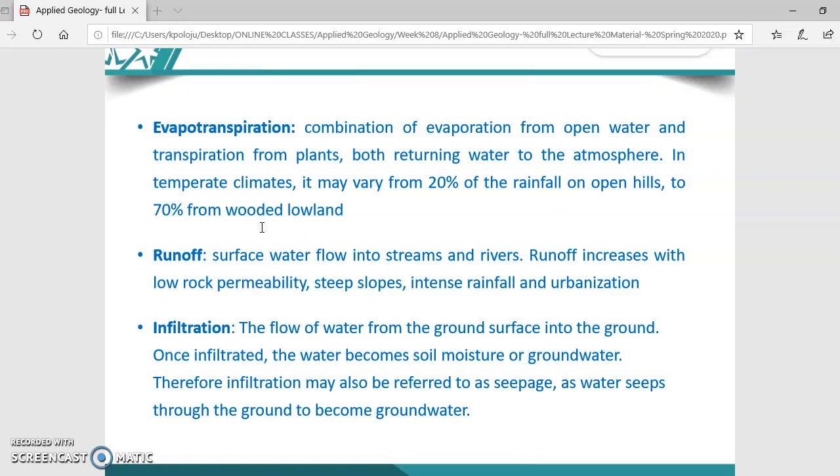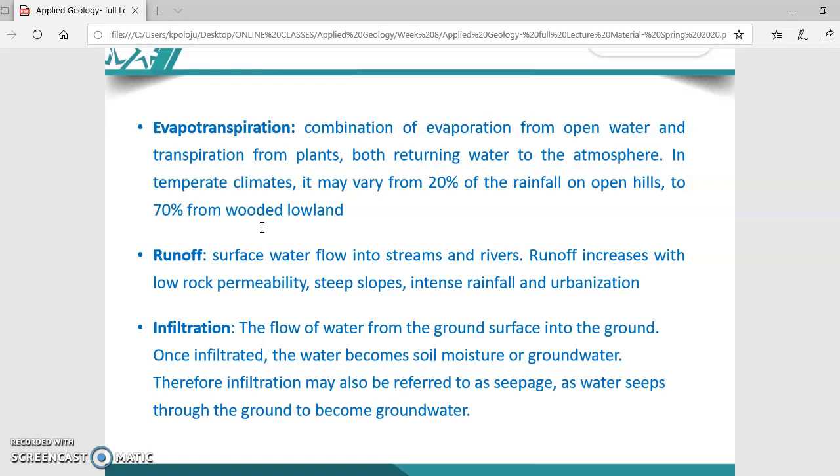Runoff. Surface water which flows into streams and rivers is called runoff. In better understanding words, when rain falls on the ground, water starts to percolate into the earth up to some extent, and the remaining water starts flowing on the surface, which is called runoff. The flowing water on the earth into streams and rivers is called runoff.